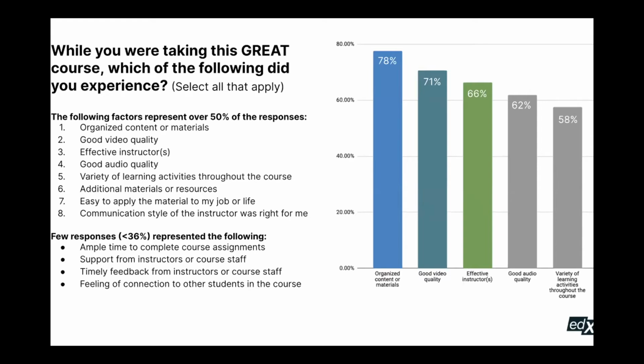But to do a little deeper dive on that, you can look at the list on the left. Variety of learning activities shows up. Those additional materials and resources, easy to apply that material to my job or life, and then communication style was right for me from the instructor. Some other responses on the edge ended up talking about ample time to complete, support from instructors, timely feedback, and then feeling the connection of other students in the course.